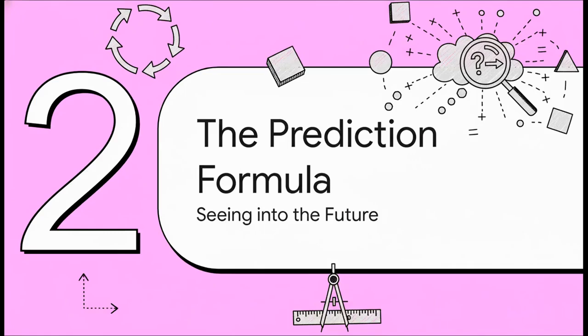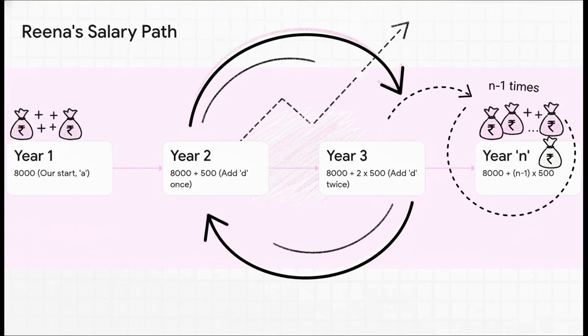Okay, so spotting the pattern is one thing, but using it to actually predict the future without writing out a giant list, for that, we need a shortcut. We need a tool. We need the prediction formula. Let's just break it down with some good old-fashioned logic. To get Reena's salary in year 2, we add that 500 rupee raise one time. For year 3, we add it twice. For year 4, you guessed it, we'd add it 3 times. You see the pattern here?